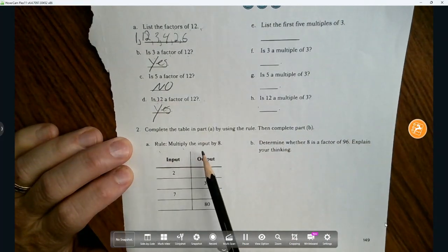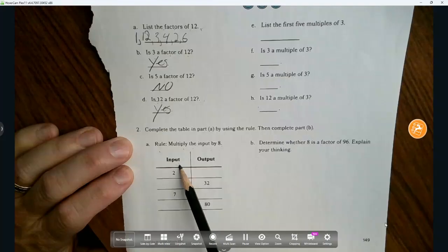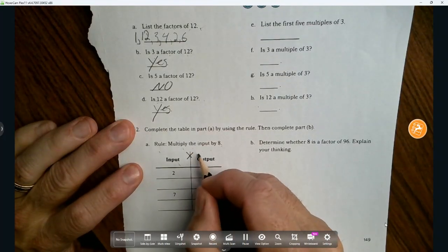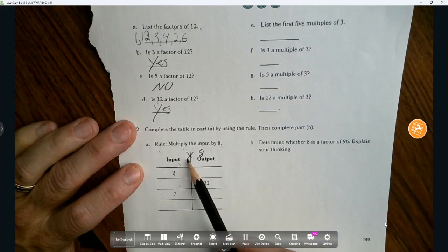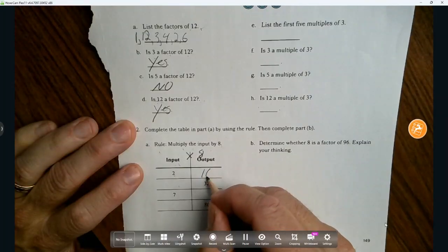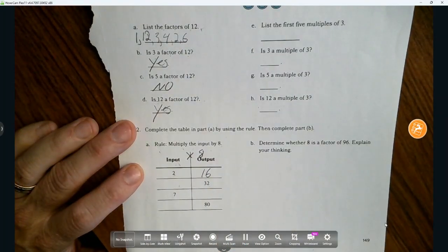All right. Rule. Multiply the input by 8. Well, this is input, so we're going to multiply that number by 8. So whatever's over here times 8. Or if it's over here, we have to divide by 8 to get the number. All right. So 2 times 8 is 16. Use that. Keep going.